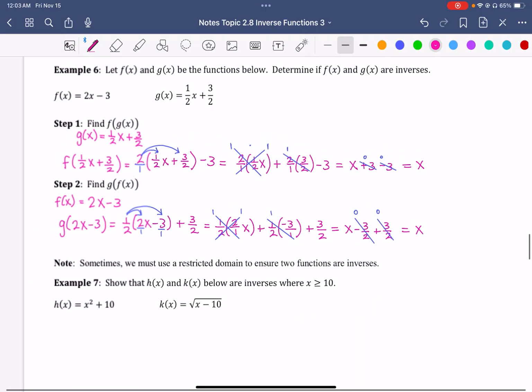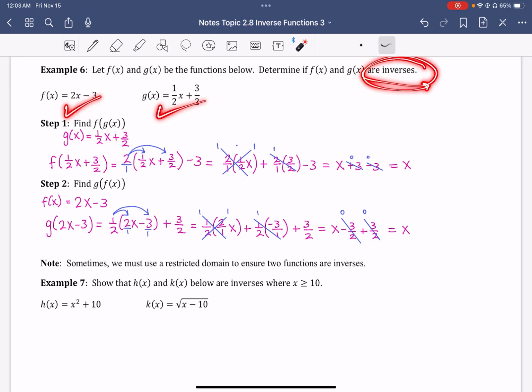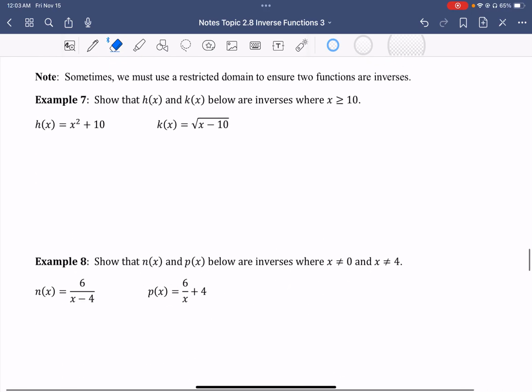Okay? So we have determined that f of x and g of x are inverses of each other, because when you compose them and do f of g of x and g of f of x, both of them equal x. Okay, so this is how you would prove whether two functions are inverses of each other. Here is a note. Sometimes we must use a restricted domain to ensure that two functions are inverses.